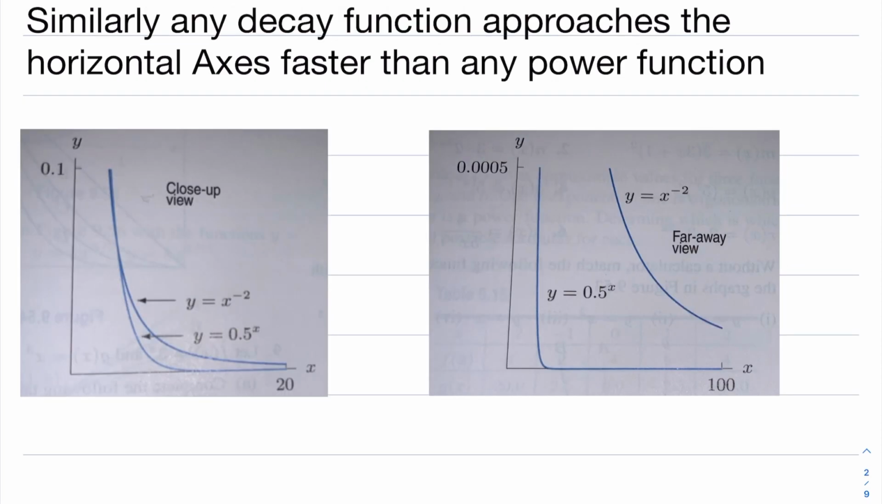The same thing can be said about your decay functions. If you're comparing your exponential decay functions, they will approach the horizontal axis faster than your power functions. Again, to illustrate this idea, compare here y equals x to the negative 2 versus y equals 1/2 to the x. Again, y equals 1/2 to the x is an exponential decay function, and you can see here that this is clearly decreasing at a faster and faster rate compared to our y equals x to the negative 2 function.